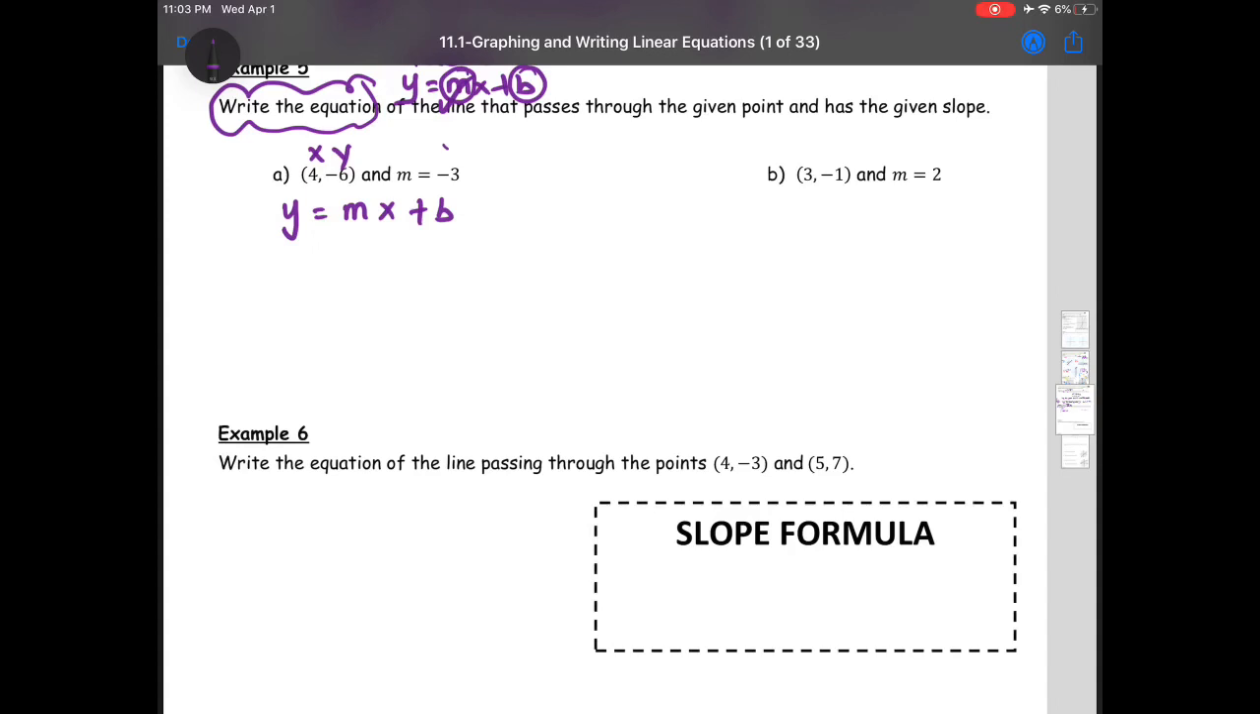So let's do that. So substitute y is -6 equals m is -3 times 4 plus b. -6 equals -12 plus b. Add 12 and you get what? B is equal to 6. I'm not done here. Please be careful. I just found b. I don't want b. I need to write the equation.